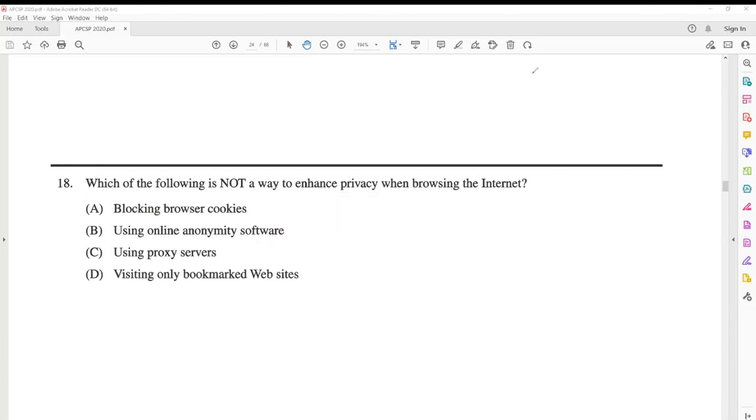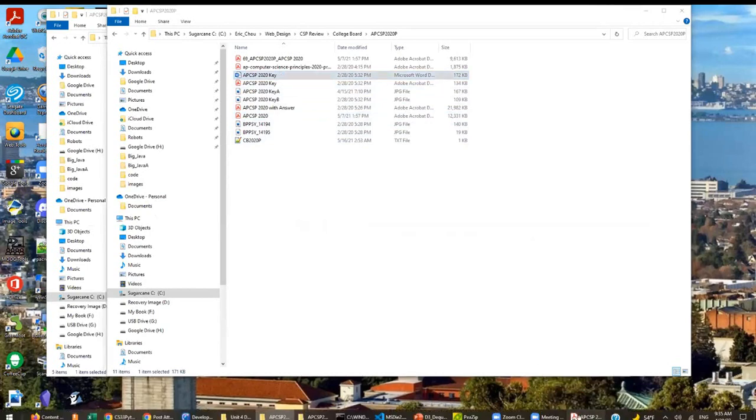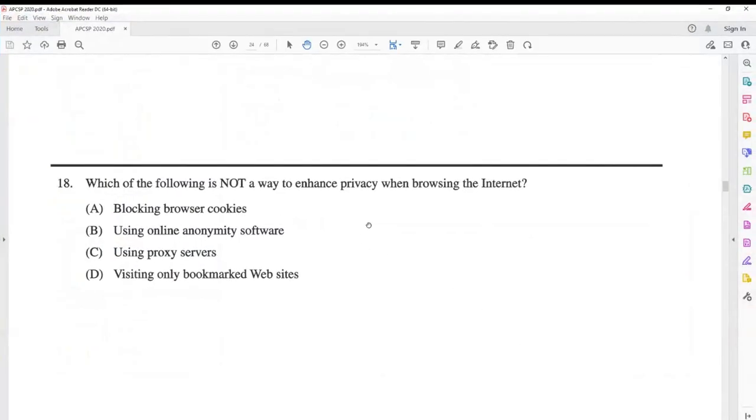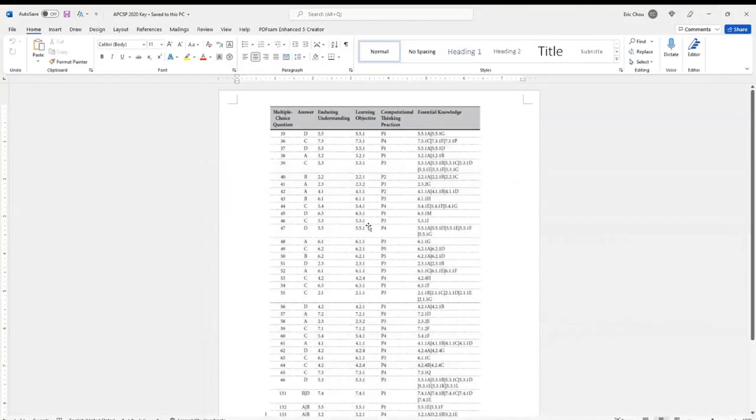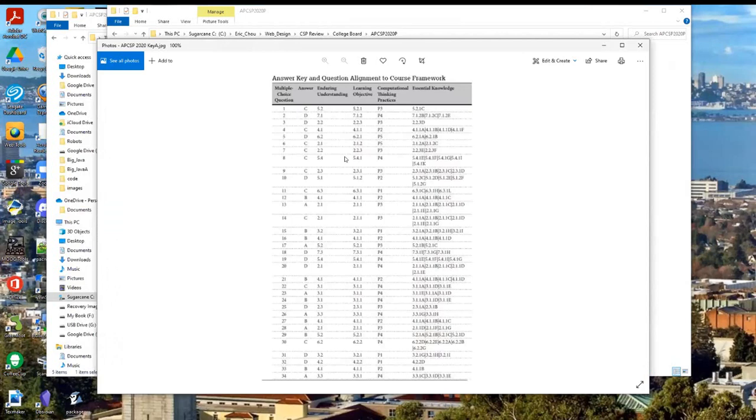This one I don't know. Let me check the answer. I'm not 100% sure. Let me try to get the key for number 18. I would say D is the answer. Bookmarks may not help you. It's not this one, this one is wrong. Number 18 is D. Yes, my answer is correct.